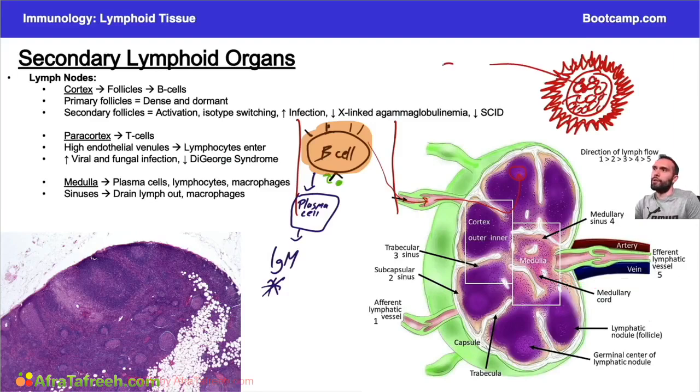Okay, and that's the germinal center that we talked about in the secondary follicles that are activated because they ran into this antigen in the blood. Okay, so that's where the majority of the B cells are going to go, in the lymph node.